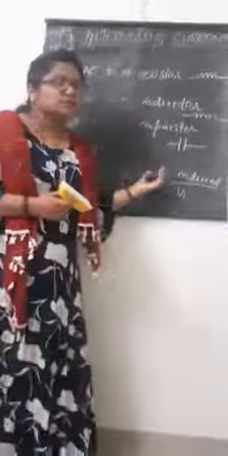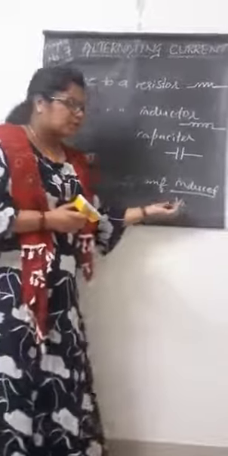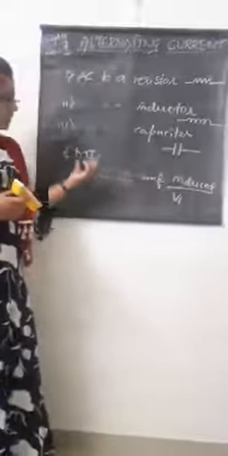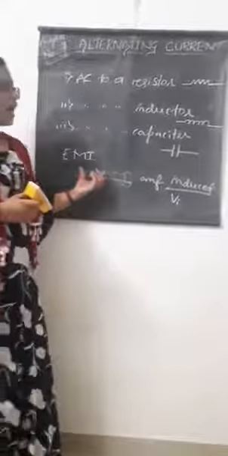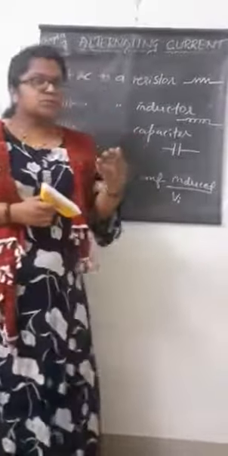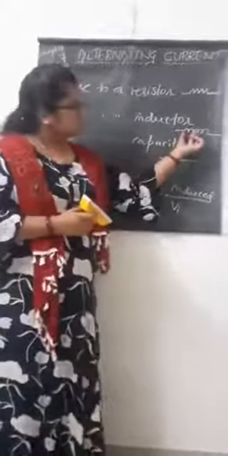This induced voltage has a tendency to oppose the change of current in this circuit, and that phenomenon is called inductance. Understood? The induced voltage has a tendency of opposing the change in current in this conductor, and that phenomenon is called inductance. The electrical component which possesses the phenomenon of inductance is called an inductor. So this is an inductor.